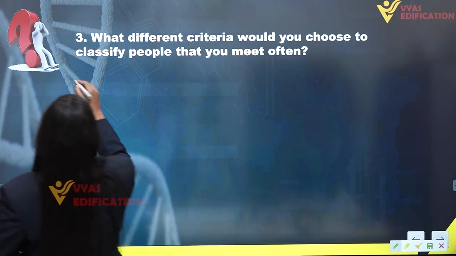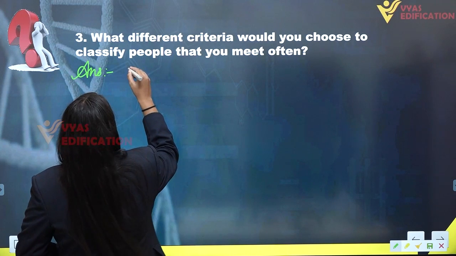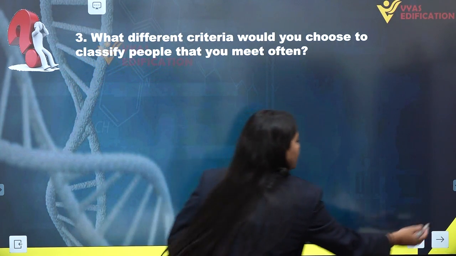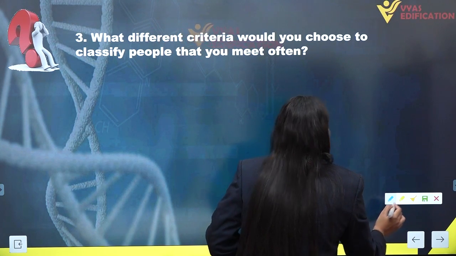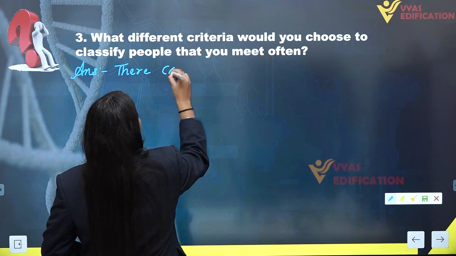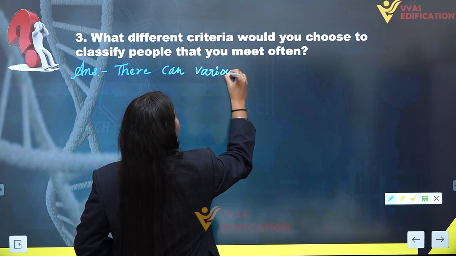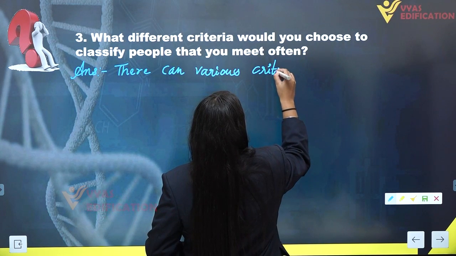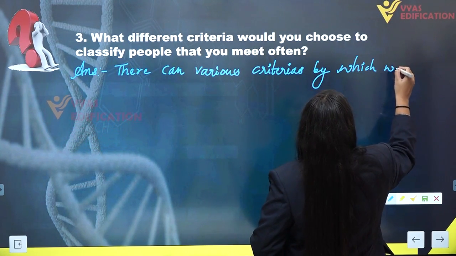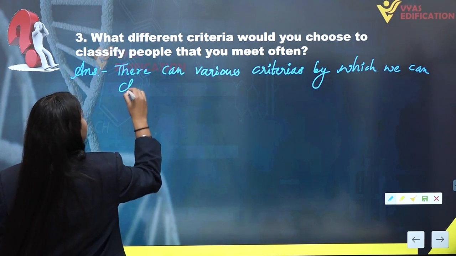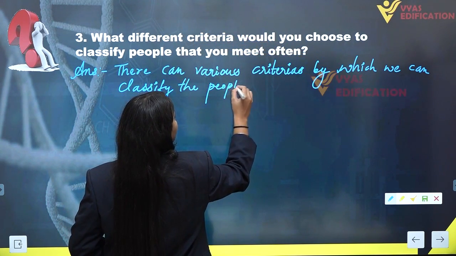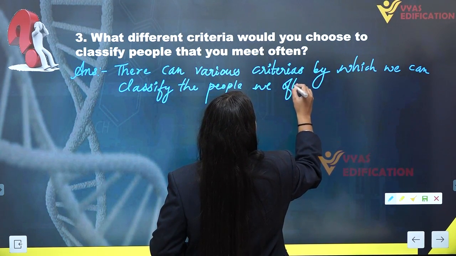So what would be the answer of this question? First of all, we'll write the answer very systematically, that there can be various criteria by which we can classify the people we often meet.